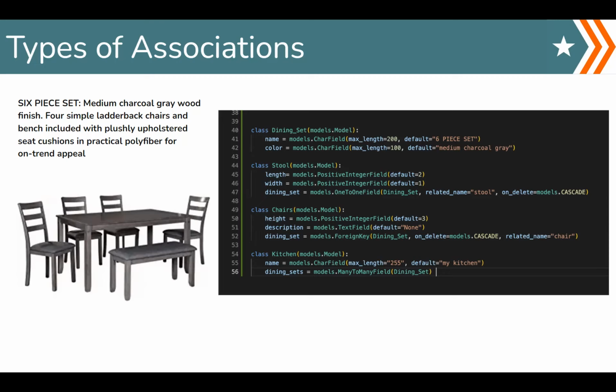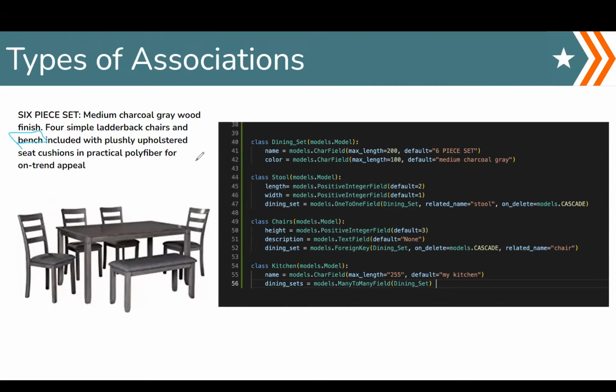So what do we know our dining set has? Well, our dining set has a stool. How do we know that it has a stool? Because, well, they tell us, and a bench. So how many benches are included in our dining set? 1. Can a dining set have multiple benches? No. Can a bench have multiple dining sets? No. So we know that we need to use a 1-to-1 field. Why? Because one dining set has one bench. One bench is associated with one dining set.